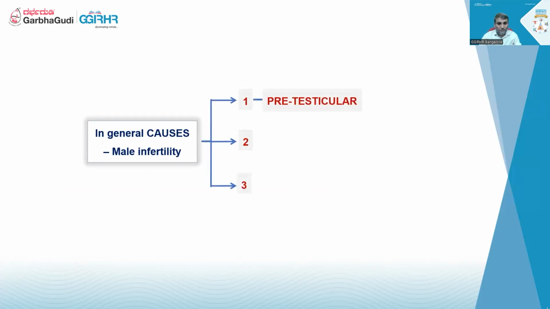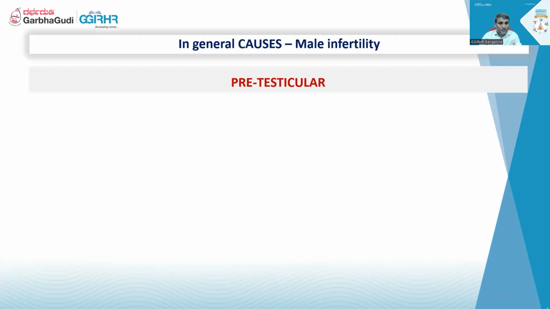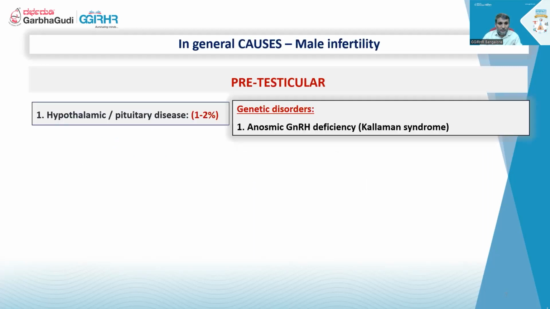Now, the main causes of male infertility I have listed under three headings: pre-testicular cause, testicular cause, and post-testicular cause. Pre-testicular causes are very rare, and they may arise if there is any major problem in the central nervous system, like the hypothalamus and the pituitary.